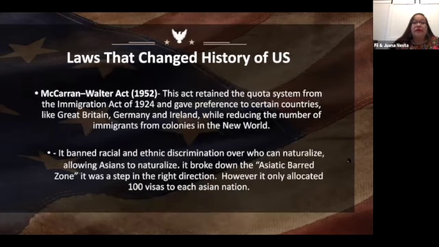And I'm running out of time, so I'm going to move along and go quicker. 1952, the McCarran-Walter Act. This act retained the quota system from the Immigration Act of 1924 and gave preference to certain countries like Great Britain, Germany, and Ireland, while reducing the number of immigrants from the colonies in the New World. So I hope you're beginning to see a pattern here. It banned racial and ethnic discrimination over who can naturalize, allowing Asians to naturalize, and it broke down the Asiatic barred zone. It was a step in the right direction. However, it only allocated 100 visas to each Asian nation. 100.